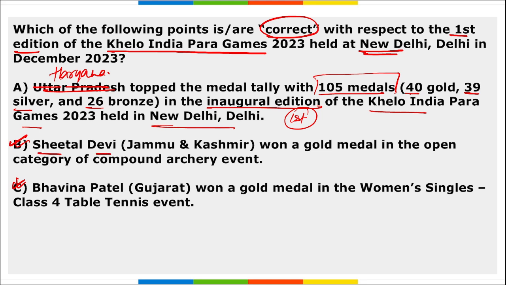B is Sheetal Devi from Jammu Kashmir won a gold medal at the archery event. Bhavina Patel of Gujarat won a gold medal in the women's singles of the table tennis event. Right, so both of these are correct. Now with Haryana, option A is also right.